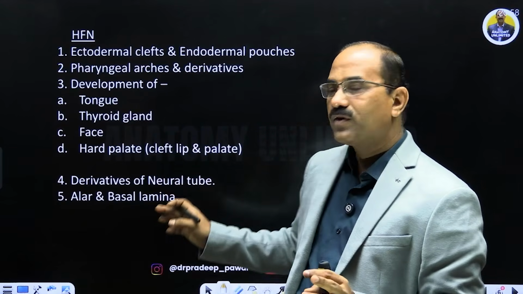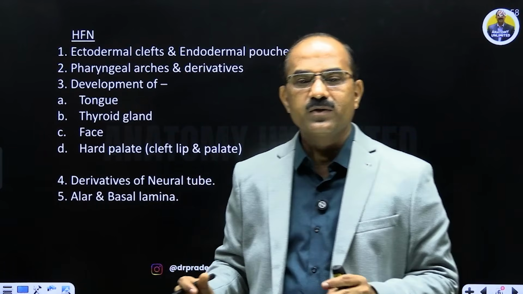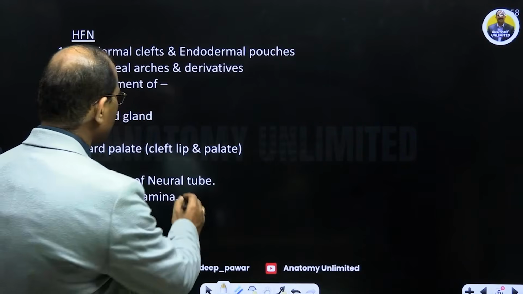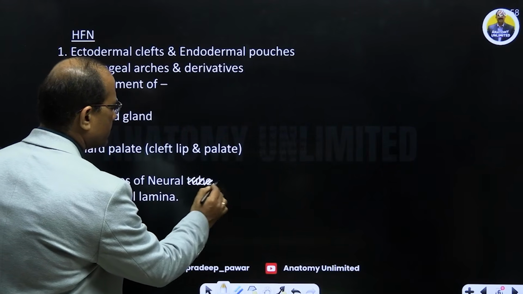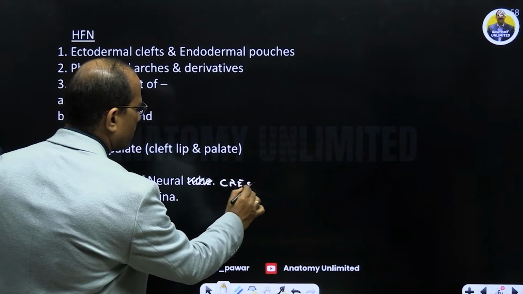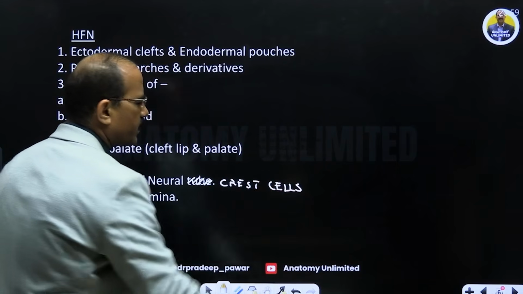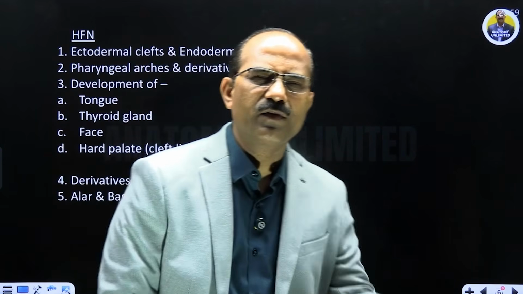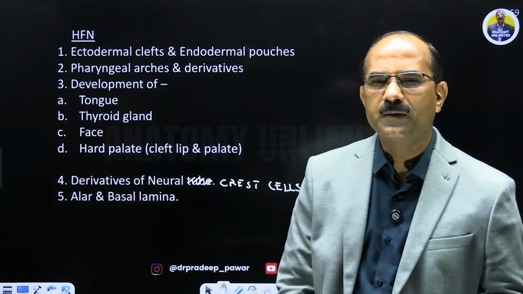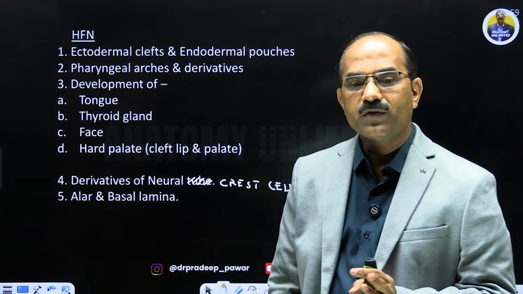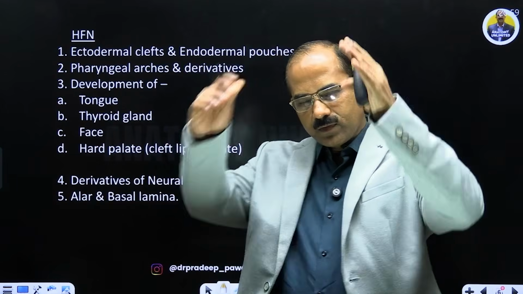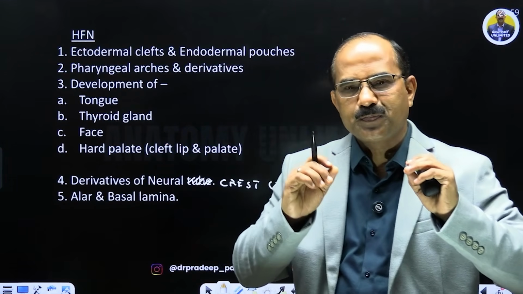Then the derivatives of neural crest, not the neural tube, the derivatives of neural crest cells. So neural crest cells form many derivatives. We have already studied that. So just remember the derivatives of neural crest cells. What is alar lamina, basal lamina?